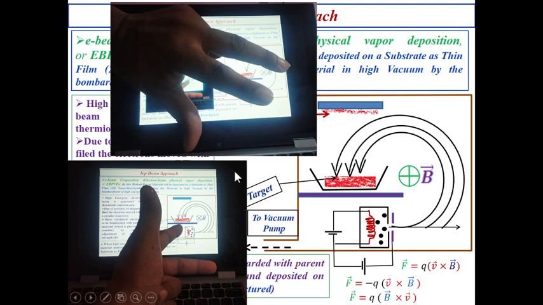Now if we consider the charged particle to be negative, then it will be q into B cross v, magnetic field cross velocity. So the magnetic field direction is this way, and this is your velocity direction. So B cross v means it will be directed which way? It will be directed upward. The force direction will be upward, and hence it will follow a circular path and strike the target.